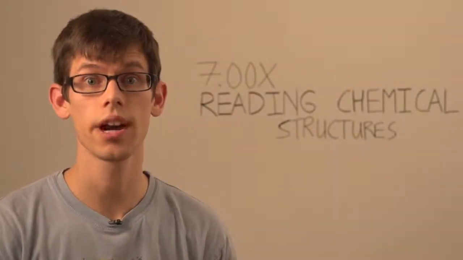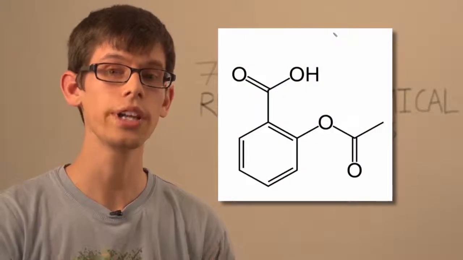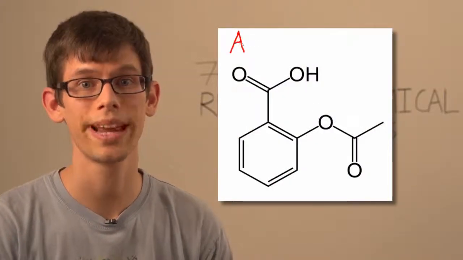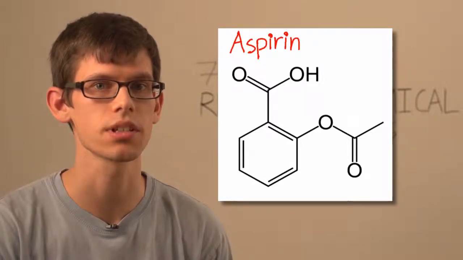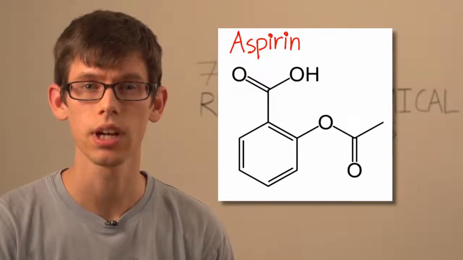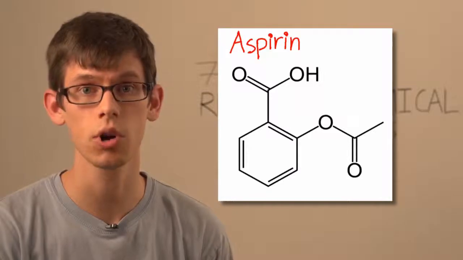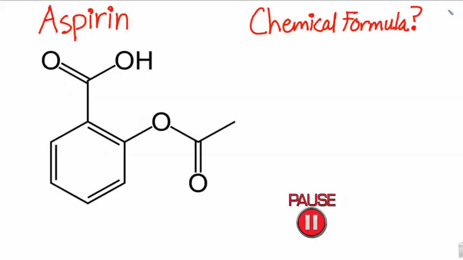So let's take a look at another molecule. I'm showing you here the chemical structure for the painkiller aspirin. Remembering our rules for carbons and hydrogens, pause the video for a moment and try to figure out what the chemical formula is. Okay, did you come up with your answer? Let's go through it together.